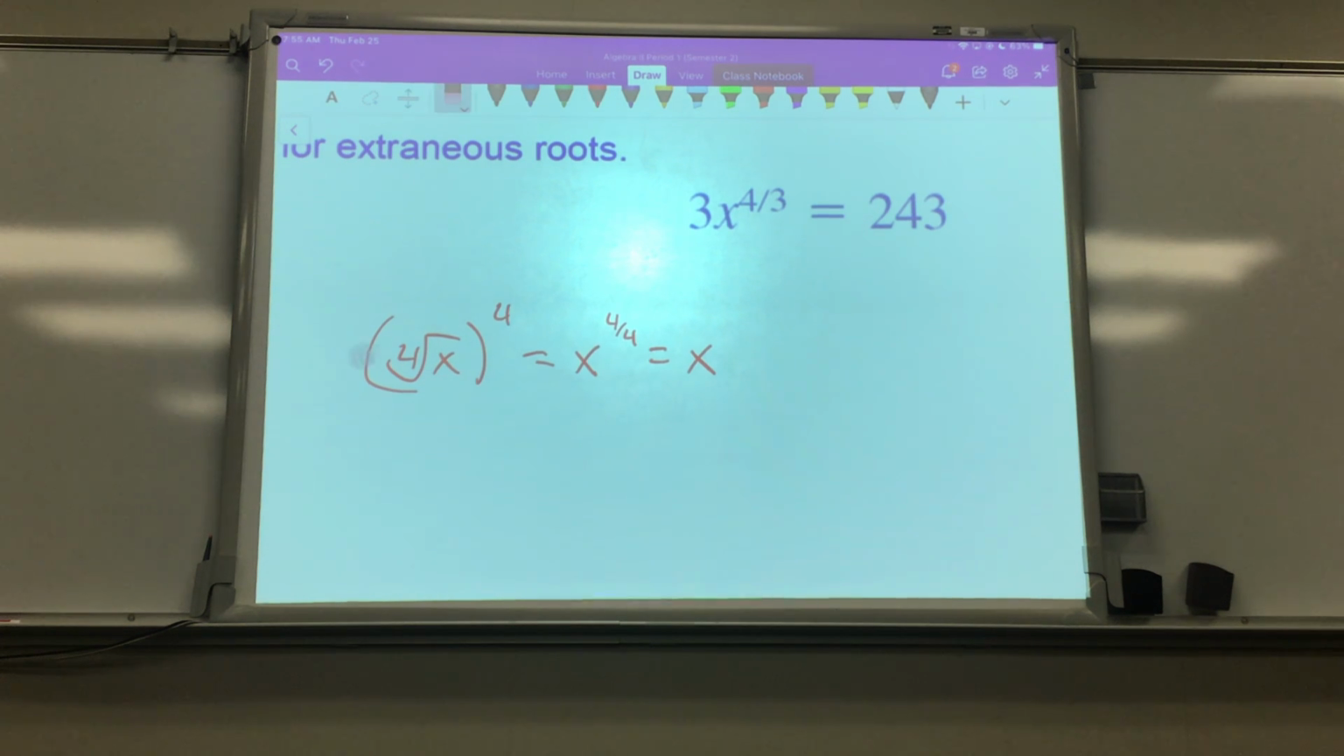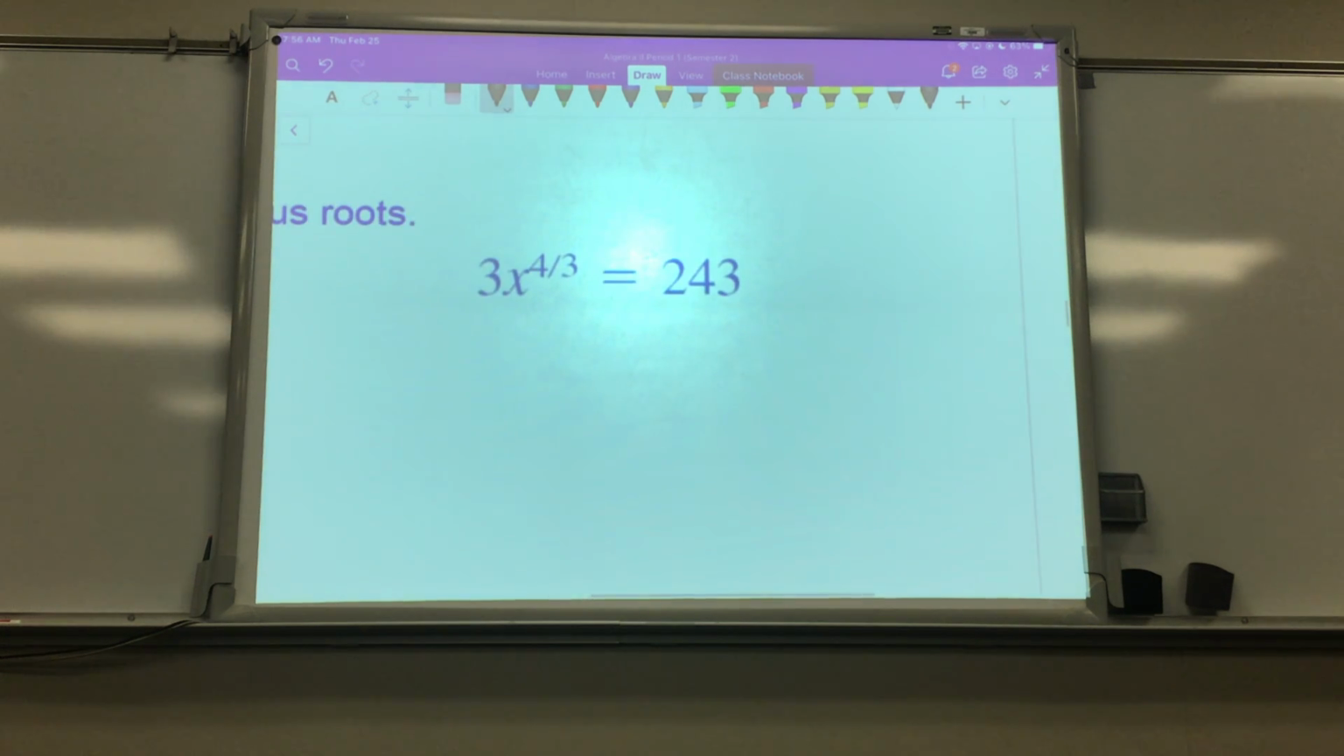Alright, for the next one, we have a rational exponent. Rational exponents are just radicals, just another way of writing them. So I have to get this x to the 4/3 by itself. How would I do that? Matt?